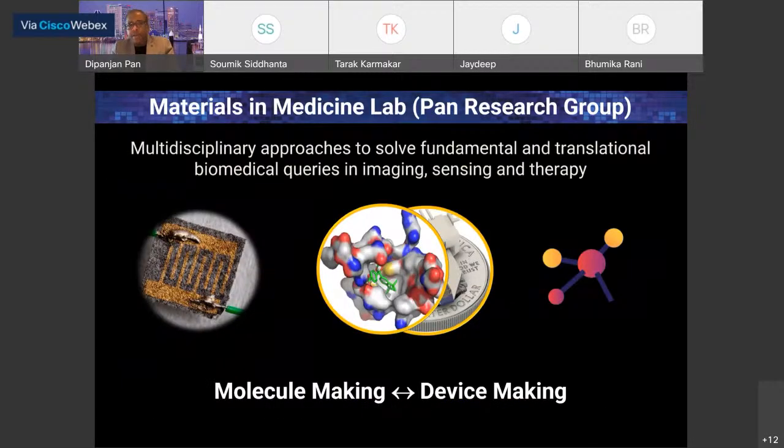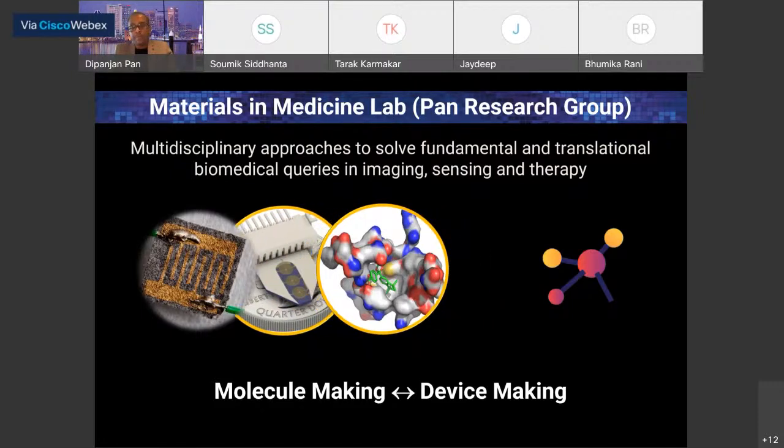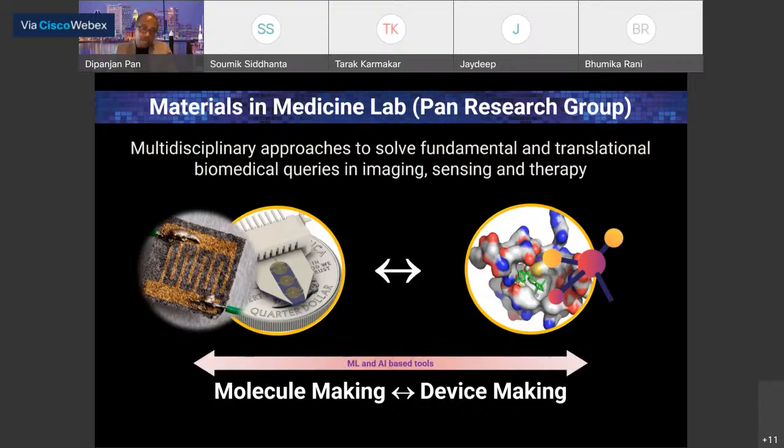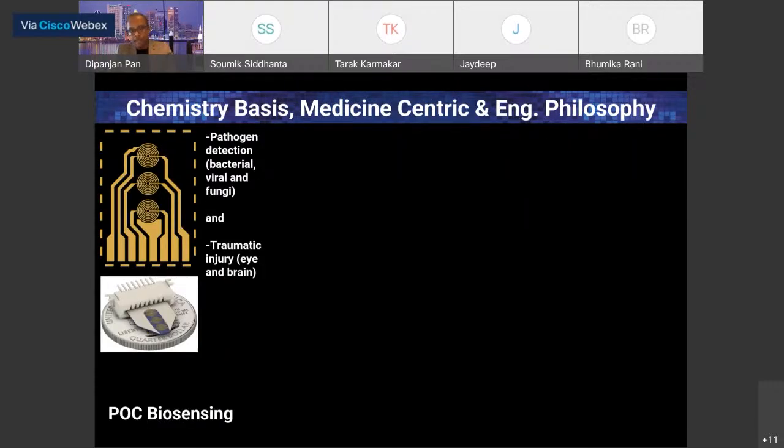What we do, we take a very multidisciplinary approach to solve fundamental and translational biomedical problems in imaging, sensing, and therapy. We uniquely merge molecule making and device making. I'm trained as a chemist, and I bring that expertise. But over almost 20 years, I have done translational research, so I bring a lot of expertise in engineering. So we combine basic science from chemistry and biology with engineering to solve biomedical problems. We have started using machine learning and artificial intelligence-based tools, and applying them for these applications.